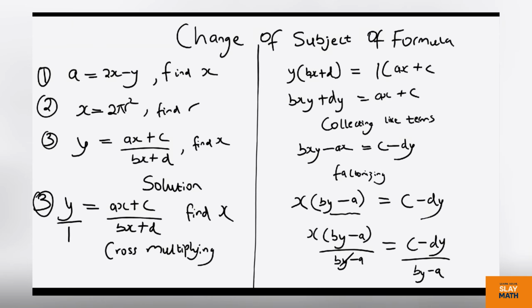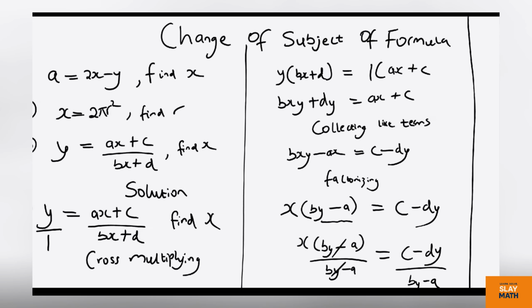So this is going to cancel out this, right? Sorry about that. Minus a. So this is going to cancel out this, and we'll be left with, we exhausted the whole page, we'll be left with x equal to c minus dy over by minus a. And this is our final answer for this question. So now we have x as the subject of the formula, and we have our equation.